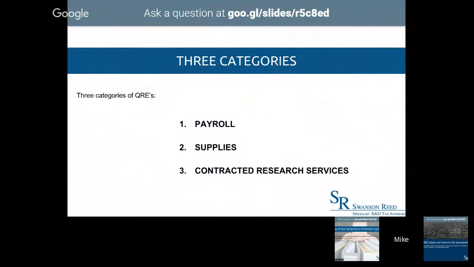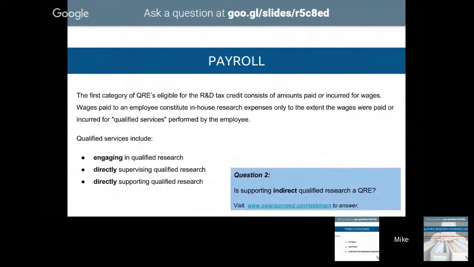Okay, the QREs, qualifying research expenses, break into three major categories: payroll, supplies, and contracted research services. And let's go into each one of those to add a little more clarification. Payroll typically is the largest QRE. It drives the train onto how successful the credit is going to be, or how high it's going to be, how lucrative it's going to be for you. And the key point to take away on payroll is the categories of people whose payroll can be claimed in this expense accumulation.